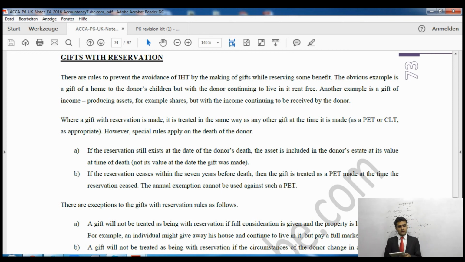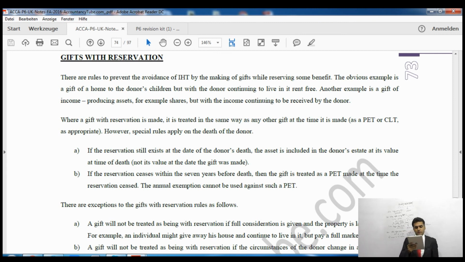I hope you get it when I say at the time of death, because it is a property, we know that it will appreciate in value over time. So at the time when he gave the gift, its value might be less than at the time of death, right?